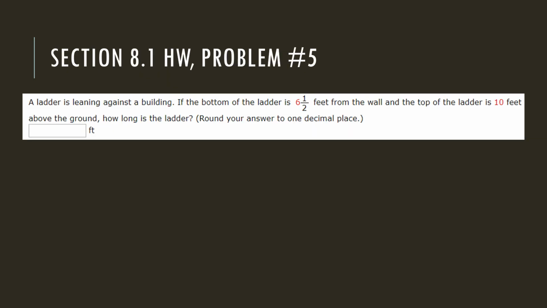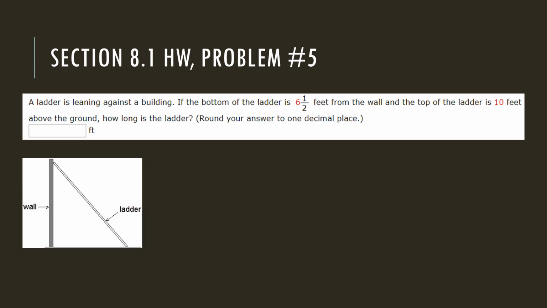Next we have a problem from the homework. This is section 8.1 homework, problem number 5. It says a ladder is leaning against a building. If the bottom of the ladder is 6.5 feet from the wall, and the top of the ladder is 10 feet above the ground, how long is the ladder?